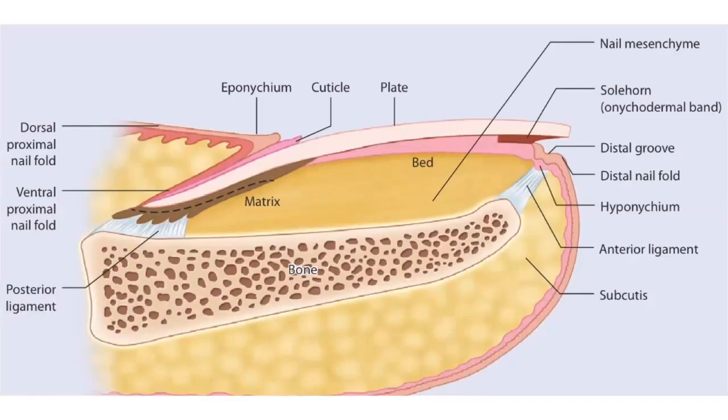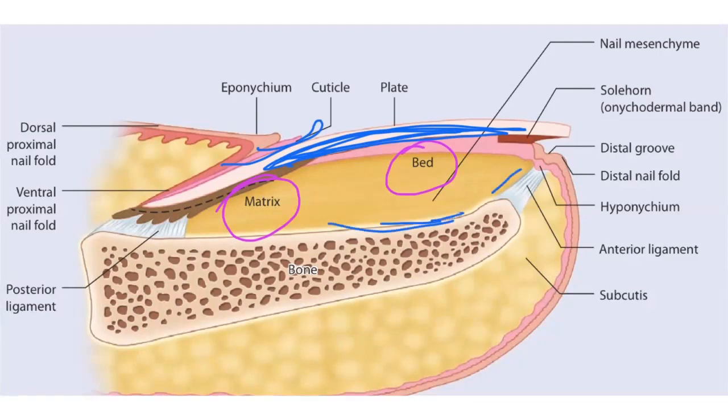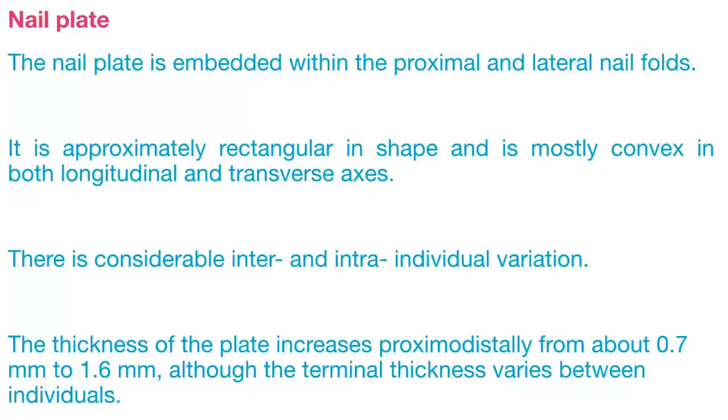You see again, this is the matrix, this is the bed, this is the nail plate, these are the folds, lateral and proximal nail folds, and this is the hyponychium. We'll know that in detail. Coming to the different components.